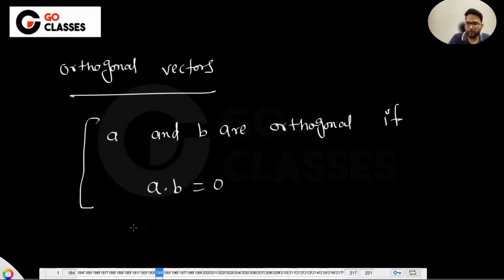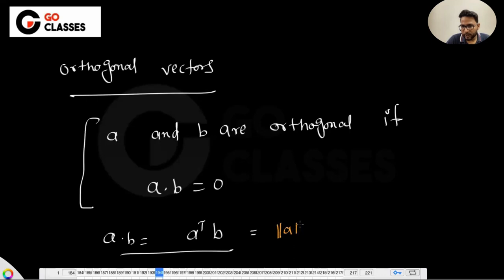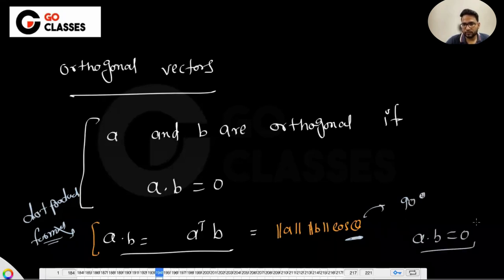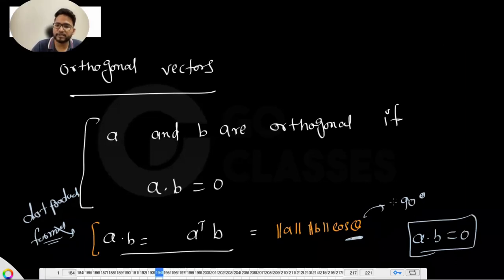Do you remember the dot product formula? A dot B is A transpose B. And maybe if you remember it from high school, you can write it as the length of A into the length of B into cos theta. So if theta is 90 degrees, then A dot B is actually zero. So this is called orthogonal vectors.